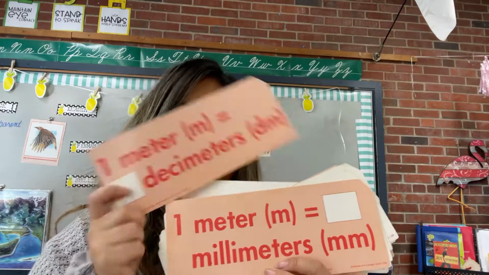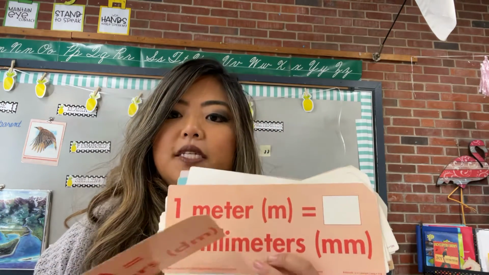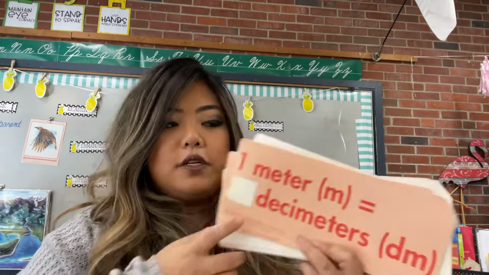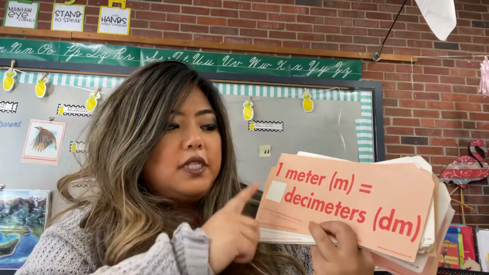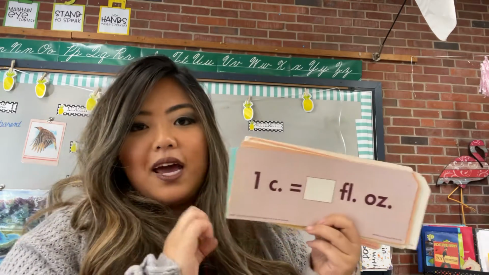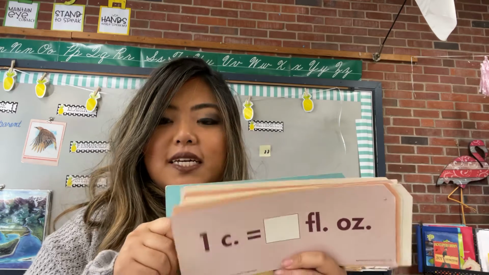No, because they're saying 1 meter stick. How many millimeters would it take? Because it's smaller, it would take 1,000 millimeters to make 1 meter. For this one, there's 10 decimeters that it would take to make 1 whole meter. Now remember, think of Jackson's little water bottle. How big was his water bottle? It was 8 ounces.